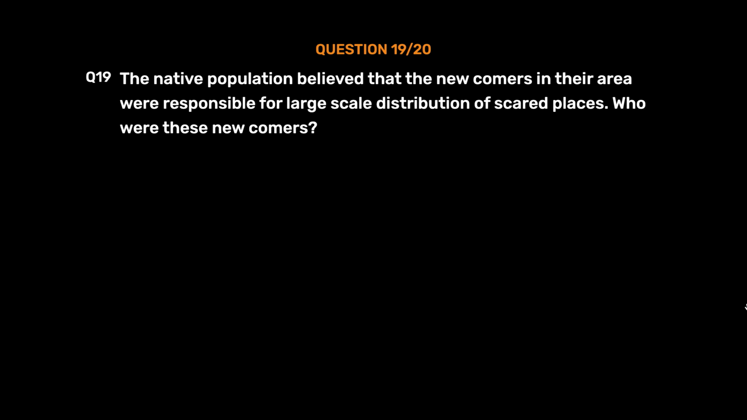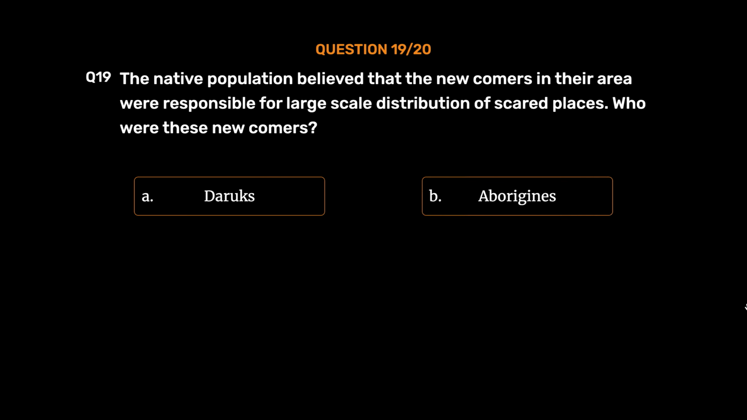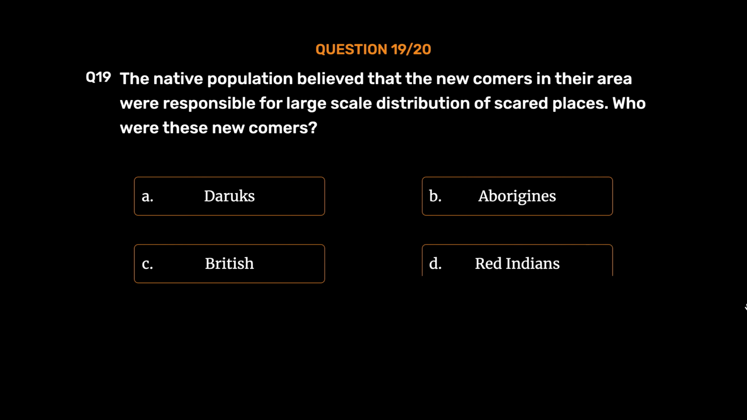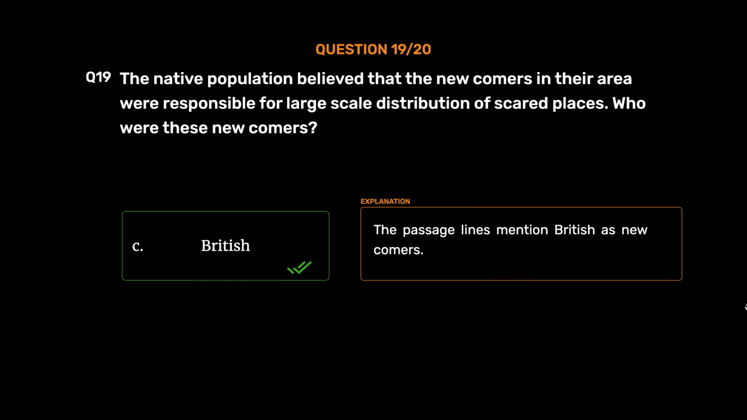Question number 19. The native population believed that the newcomers in their area were responsible for large-scale destruction of sacred places. Who were these newcomers? Option A, Darugs. Option B, Aborigines. Option C, British. Option D, Red Indians. The correct answer is Option C, British. The passage mentions the British as newcomers.